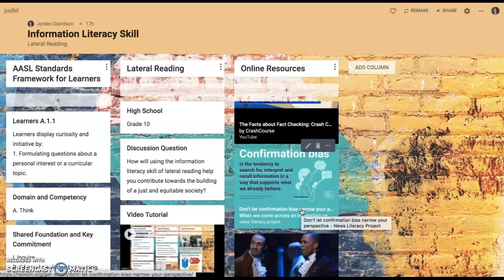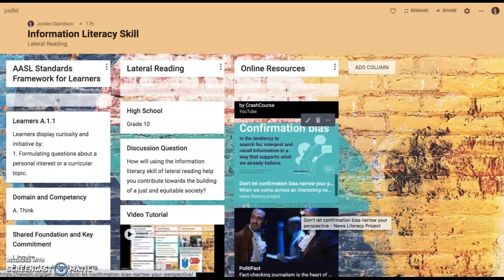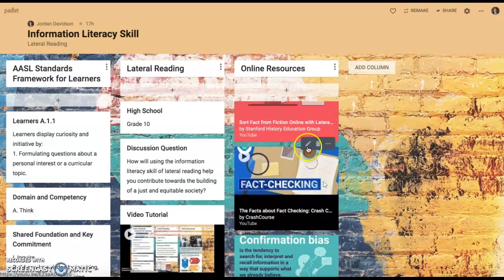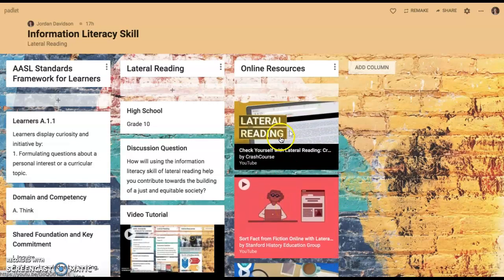How to fact check while reading laterally. John Green, as I mentioned before, in his Crash Course videos, and I have posted two of them, does a really great job on teaching about lateral reading and where to fact check your information.